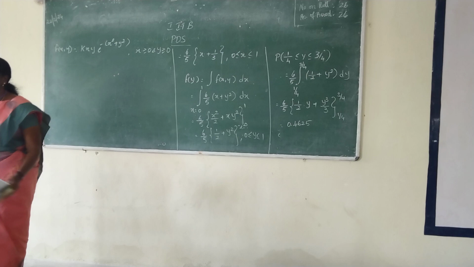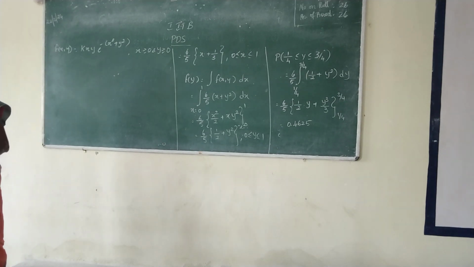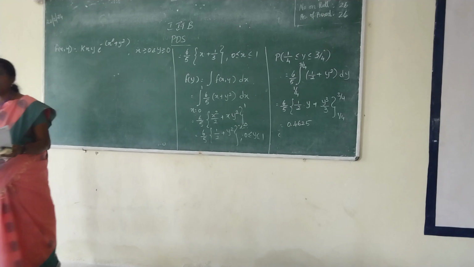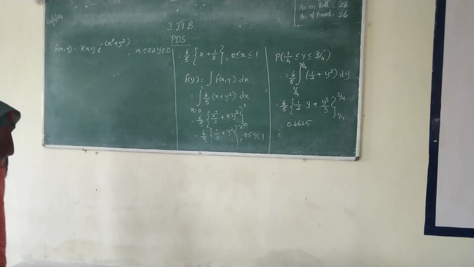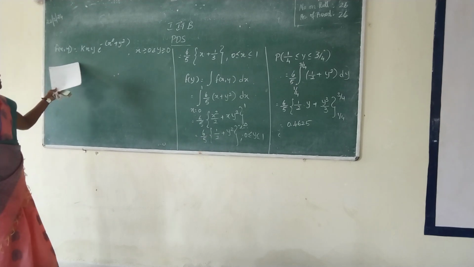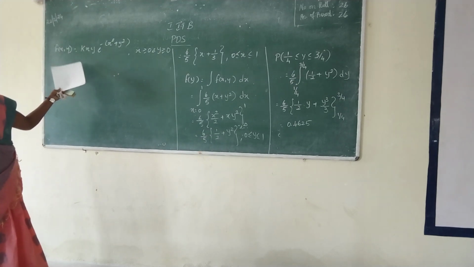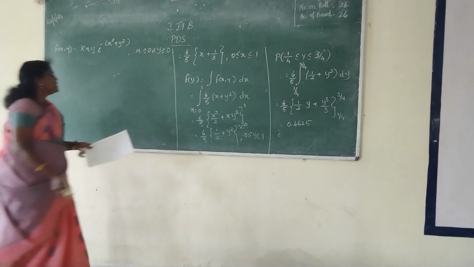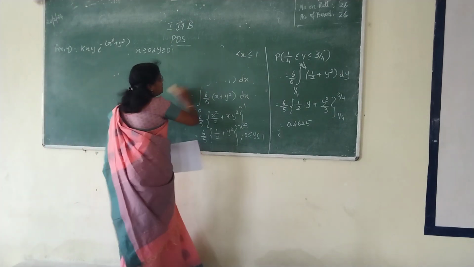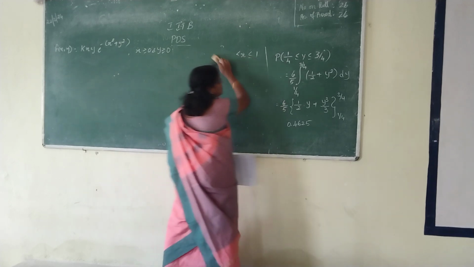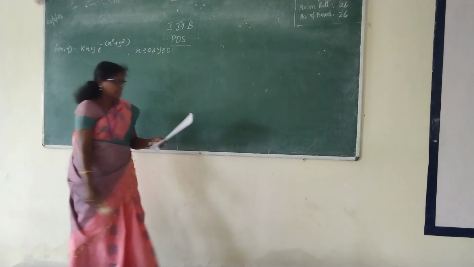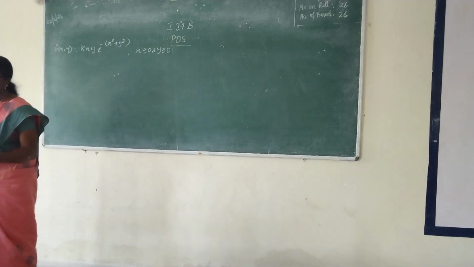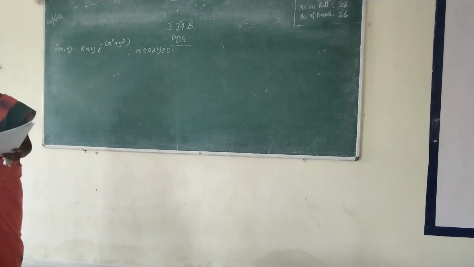Completed. So the joint PDF of the random variable x comma y. Whenever I say random variable x comma y, I put in ordered pairs and so on. The random variable x comma y is given by f of x comma y equal to kxy into e power of minus of x square plus y square, for x greater than or equal to 0 and y greater than or equal to 0.